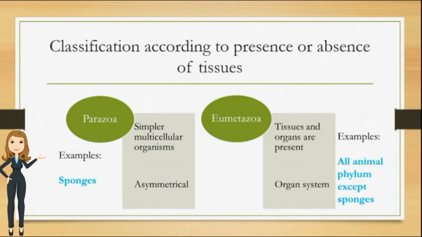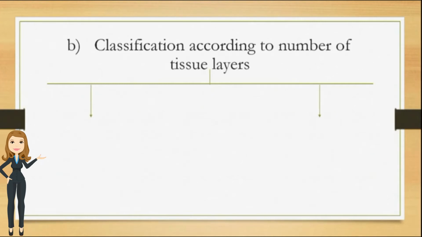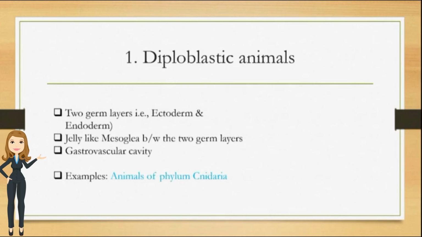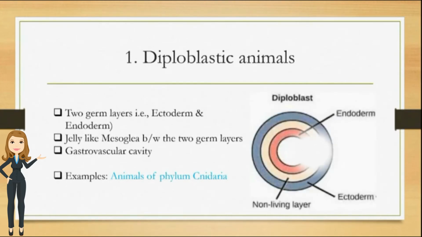Now, moving towards our next classification, which is based on number of tissue layers. So on the basis of number of tissue layers, we have 2 kinds of animals, diploblastic animals and triploblastic animals. Diploblastic animals, as their name indicates, diplo means 2, so such animals have 2 germ layers, ectoderm and endoderm. There's a jelly-like mesoglea between these germ layers and there's only one cavity which is known as gastrovascular cavity and it has only one opening. An example of diploblastic animals is phylum Cnidaria.